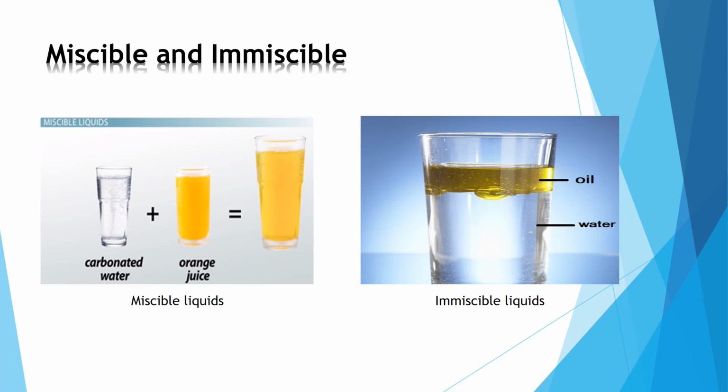When two immiscible liquids are mixed, the lighter liquid floats on the top of the heavier liquid. So when oil is mixed in water, oil being lighter floats on the surface of the water.